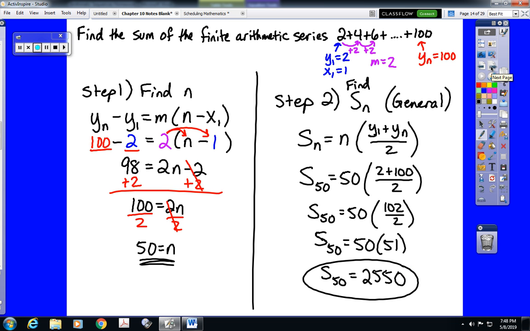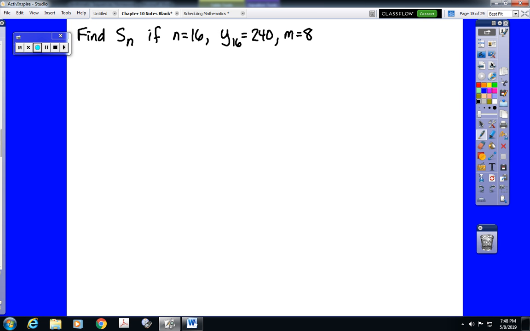Let's do one more. This is a step up in difficulty, but not much of a step. So instead of giving us the actual series written out as a sum, they've given us information about the series. They've told us that we want to find s sub n if n equals 16, which means we are finding s sub 16. To do that, we need to know the first term, the 16th term, and the n value. Now, if you look at that, we know two of those three things. We do not know the first term. So our first step, step 1, instead of finding n, we have to find the first term.